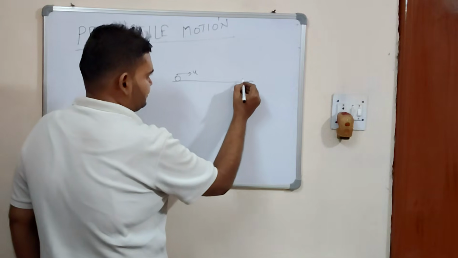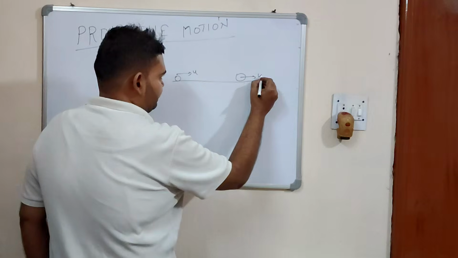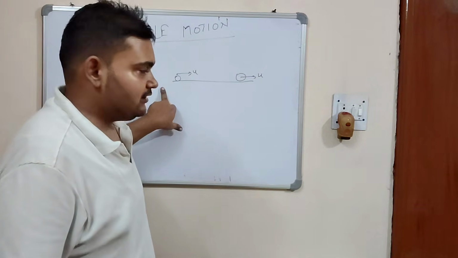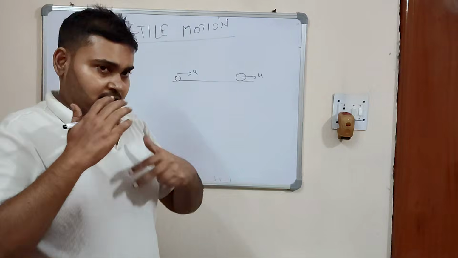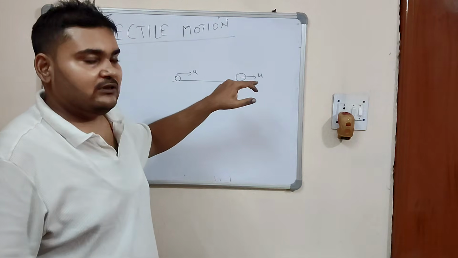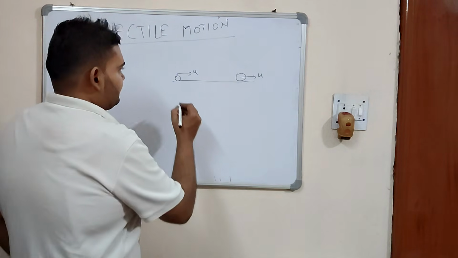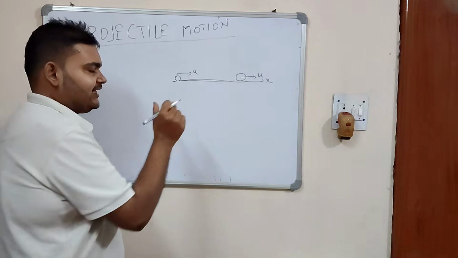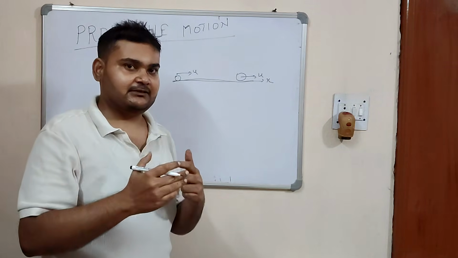It will continue its motion along the straight line. If there is no frictional force, it will continue its motion along the straight line. This kind of motion is happening along only one axis. Suppose we can assume this to be the x-axis. So only the x coordinate of the particle is changing with time.